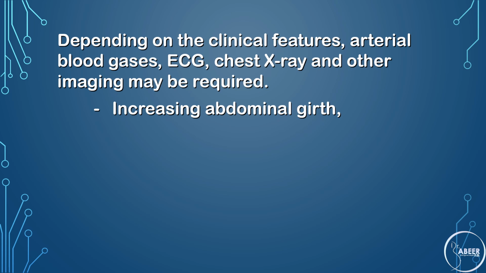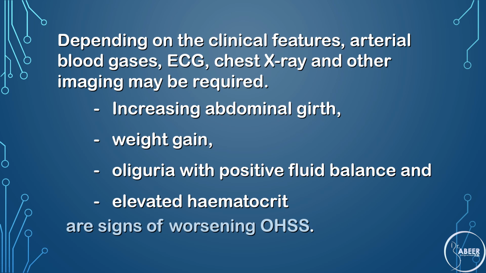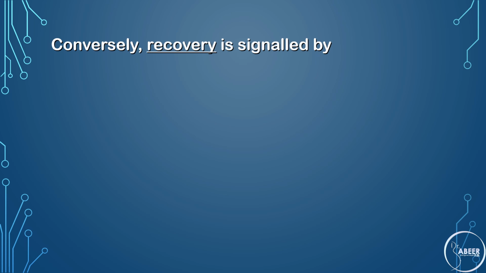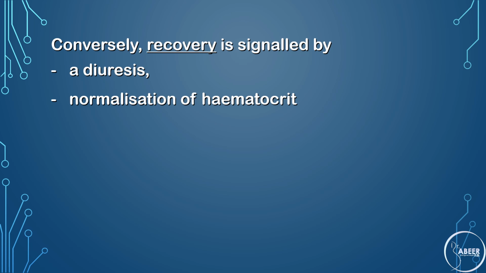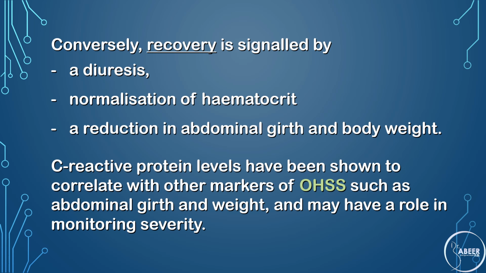Increasing abdominal girth, weight gain, oliguria with positive fluid balance, and elevated hematocrit are signs of worsening OHSS. Conversely, recovery is signaled by a diuresis, normalization of hematocrit, and a reduction in abdominal girth and body weight. C-reactive protein levels have been shown to correlate with other markers of OHSS such as abdominal girth and weight, and may have a role in monitoring severity.